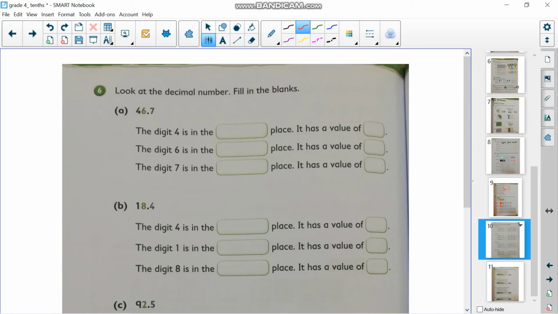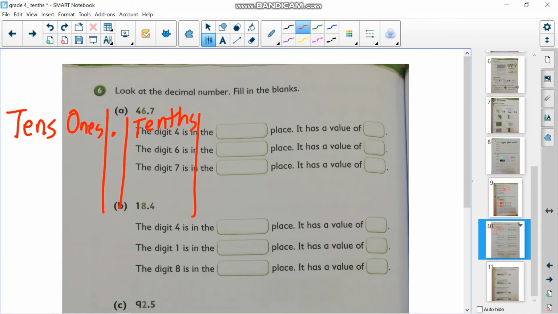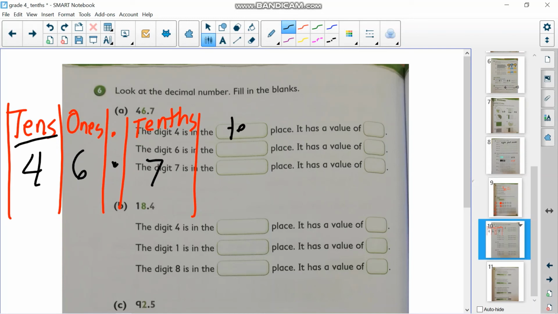Number 6, look at the decimal number. Fill in the blanks. So here it will be easier if you make a place value chart. So we have tens, we have ones, decimal point, and then tenths. Okay, so number 1, letter A, 46.7. The digit 4 is in what? It is in the tens place. It has a value of 40. The digit 6 is in the ones place. It has a value of 6. The digit 7 is in the tenths place. It has a value of 7/10.